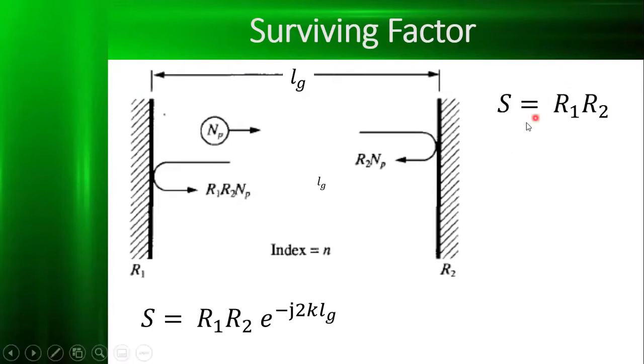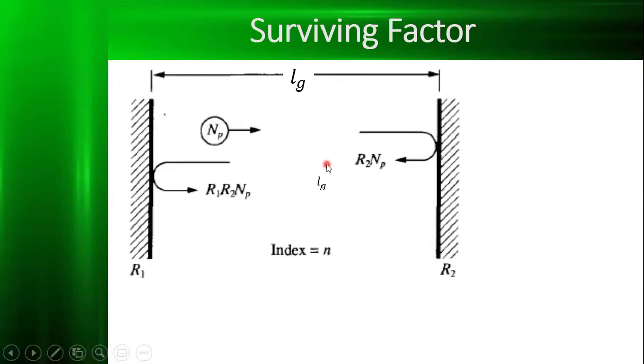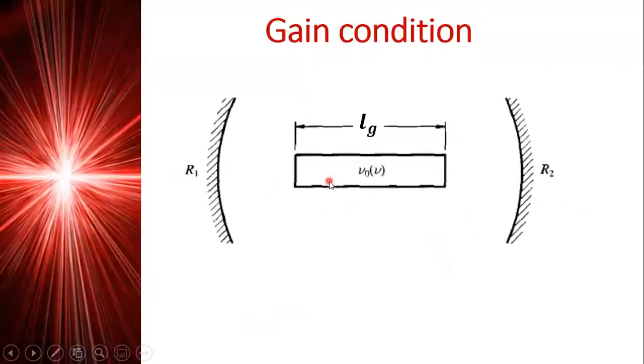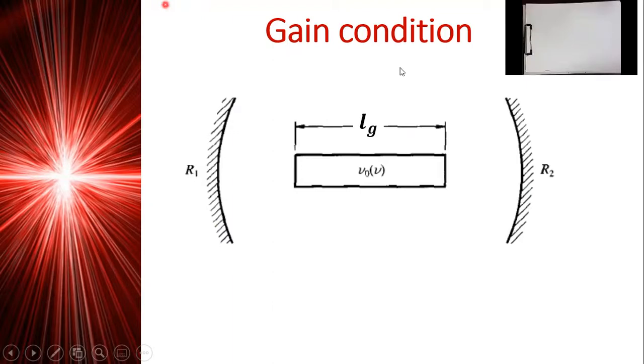But the question now is, what if we insert this gaining medium inside the optical cavity? What if the inner medium of the cavity is this gaining medium with a distance Lg? Then let's see what will happen to the surviving factor, or what will happen generally to our system.